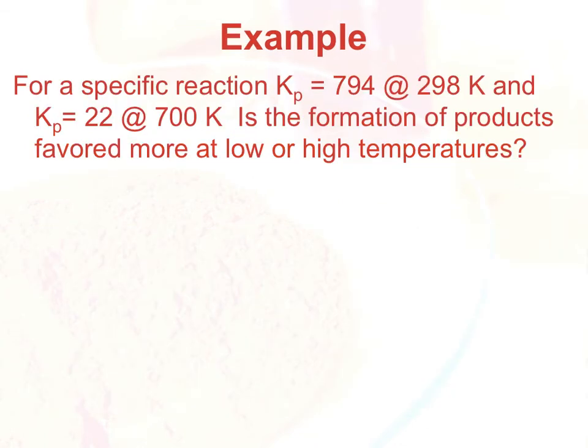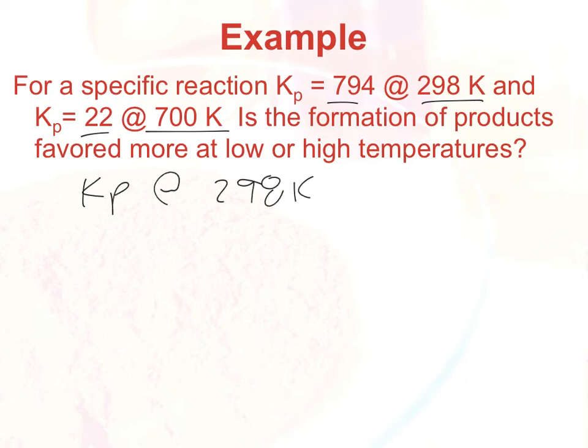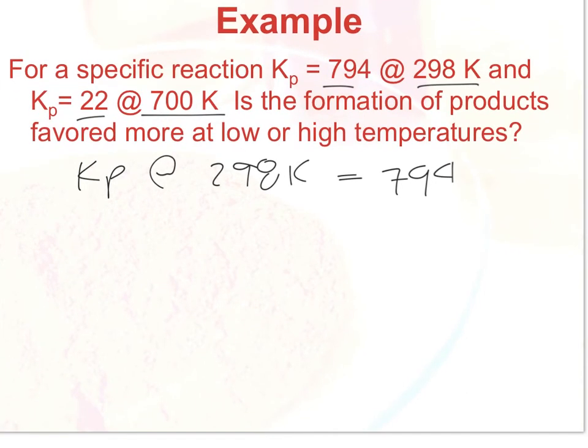So let's go ahead and look at this. For a specific reaction, your equilibrium constant with respect to pressure at 298 Kelvin is 794, and your Kp value at 700 Kelvin is 22. So at these two different temperatures, we have two different equilibrium constants. So Kp at 298 Kelvin is 794, and Kp at 700, a higher temperature, is equal to 22.